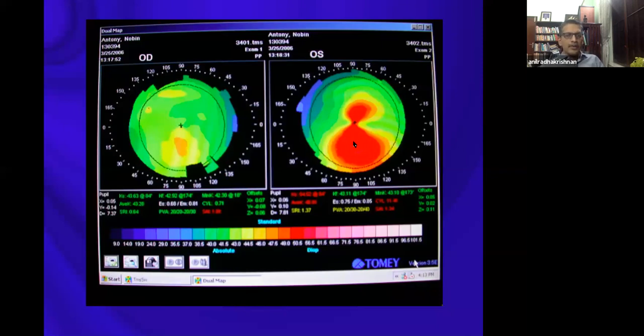So anywhere between, say, 37 to 45, 46, even up to 47 can be considered normal. Once it crosses 47.2, you have to view it with suspicion. And if it comes to 48 and 49, 50 like that, it has to be a pathology unless proved otherwise.